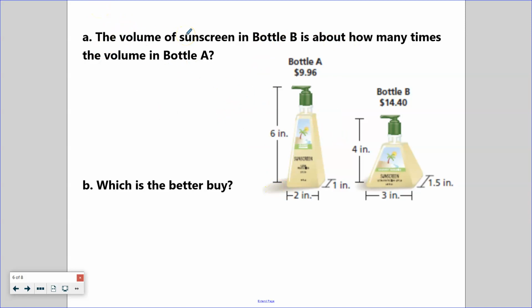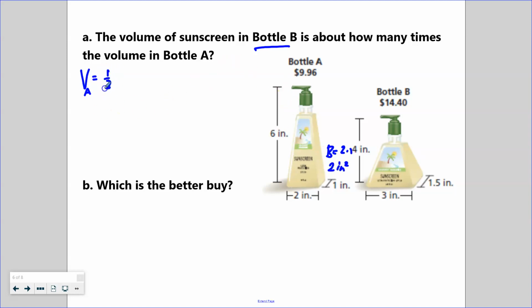The volume of sunscreen in bottle B is about how many times the volume of bottle A. So we have to figure out the volume of both A and B. All right, so A here, volume of A, right? We have a base of 2 times 1, so we have 2 inches squared.